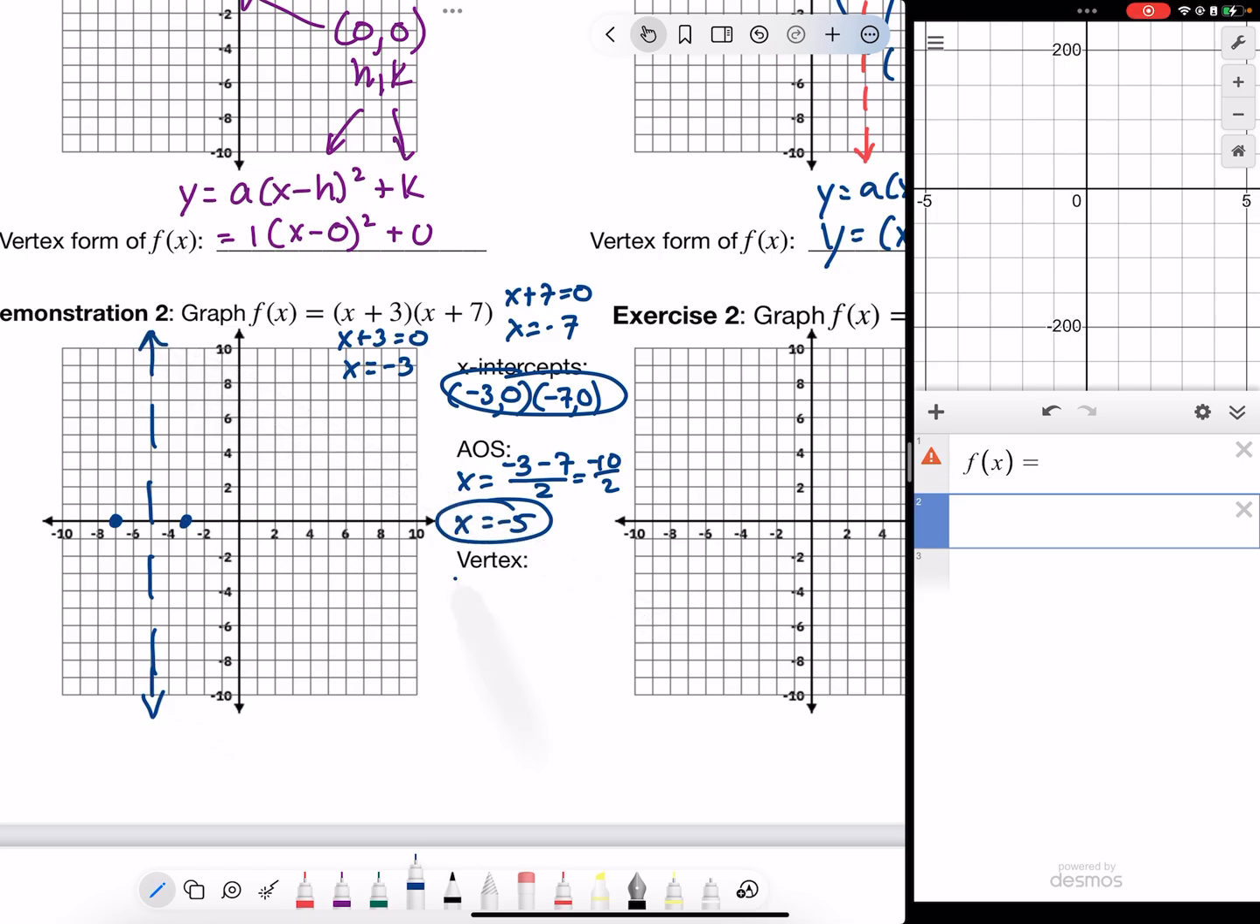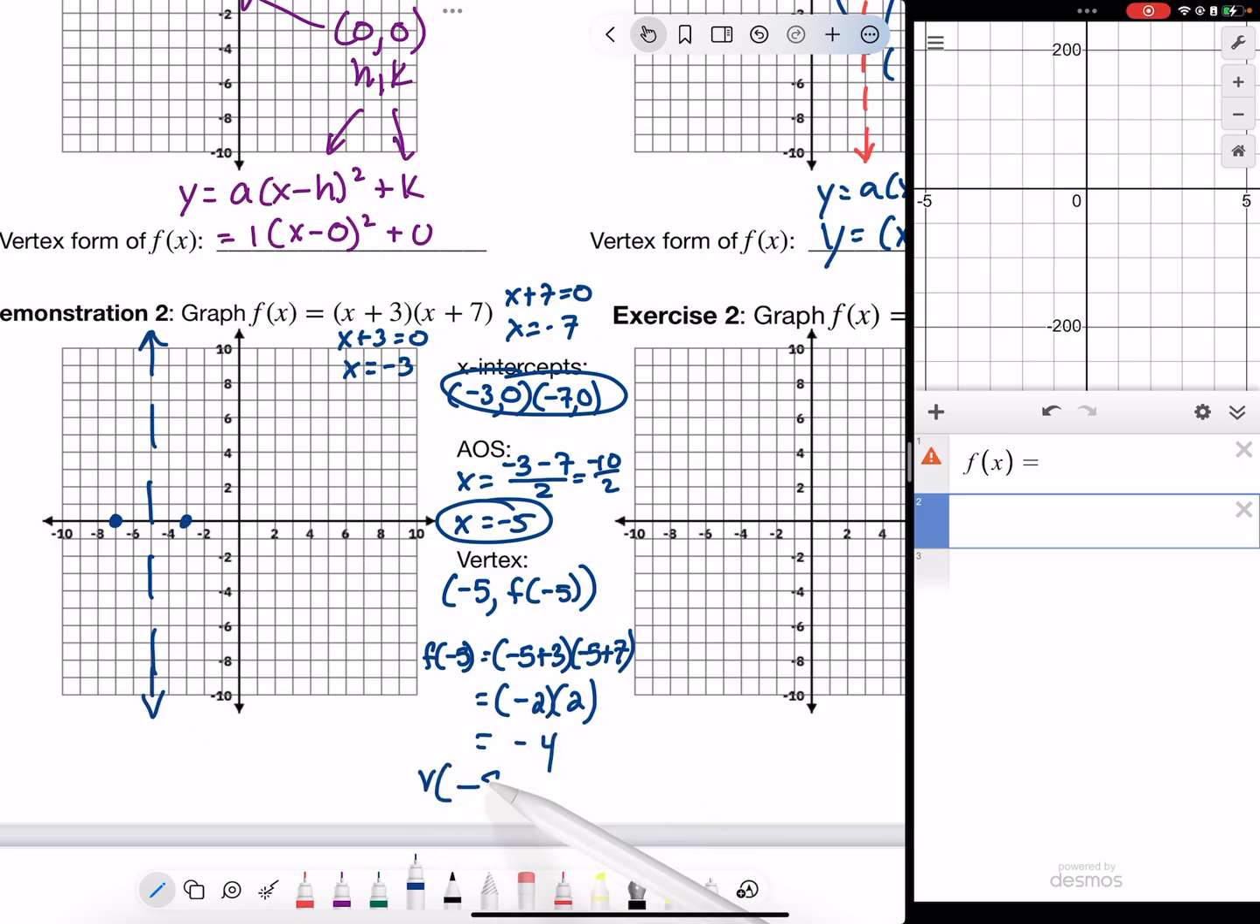And vertex going to be at -5, f of -5. So I'm going to plug in that -5. -5 plus 3, -5 plus 7. I add inside, and I multiply. And so my vertex is at -5, comma, -4. Boom, boom, boom. Over 1 up 1, over 1 up 3, over 1 up 5. There is my curve.